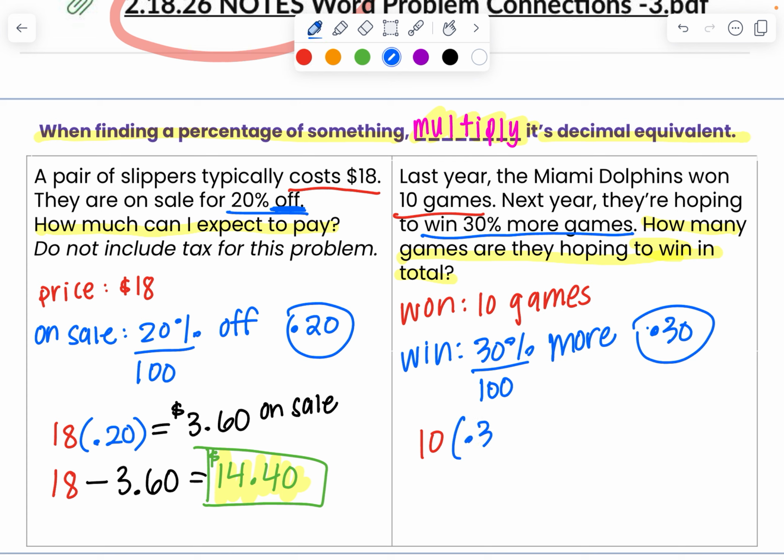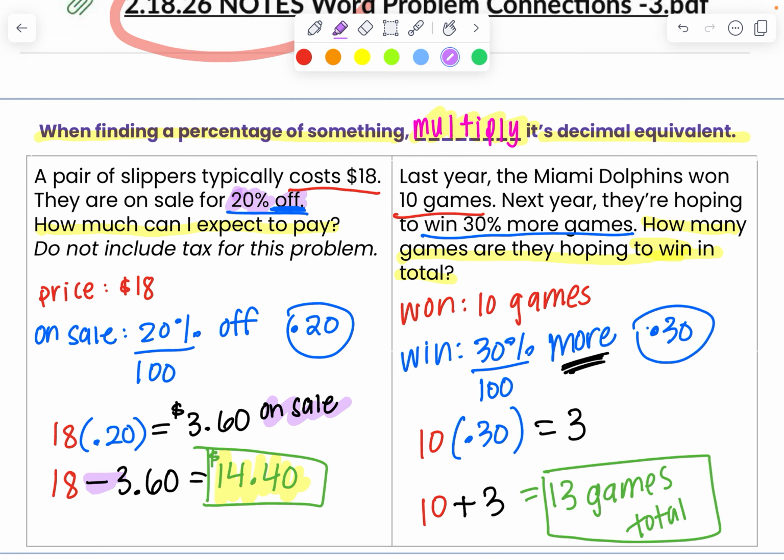Answering that question. So something you'll notice that kind of pops up and seems very subtle, but it's actually a pretty big deal, is if something's on sale for 20% off, right? When something was on sale, we had to minus that amount. But if we were looking to find something more, 30% more, I took this amount and I needed to add it to my initial amount. So hopefully you're starting to pick up on that.